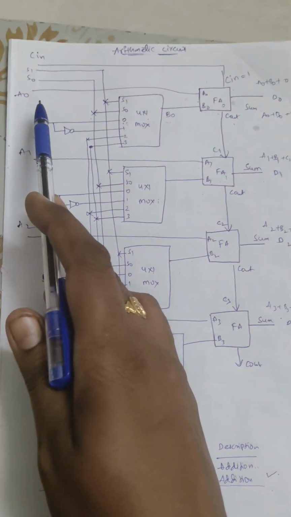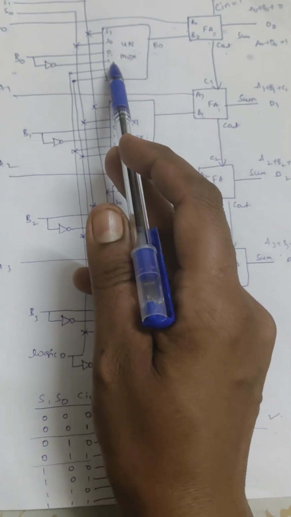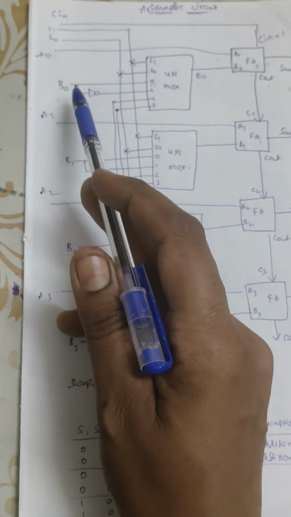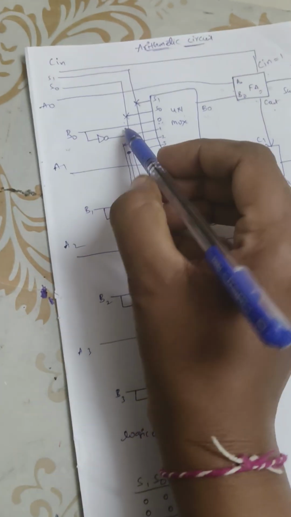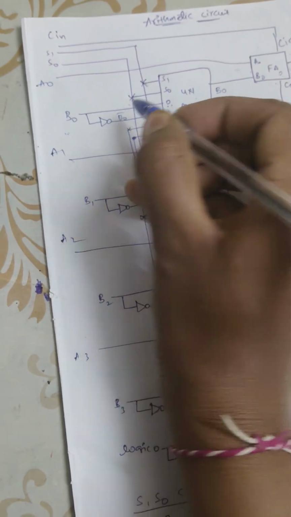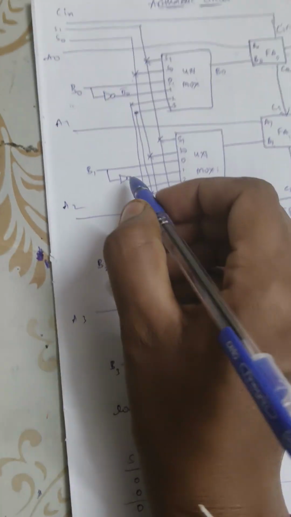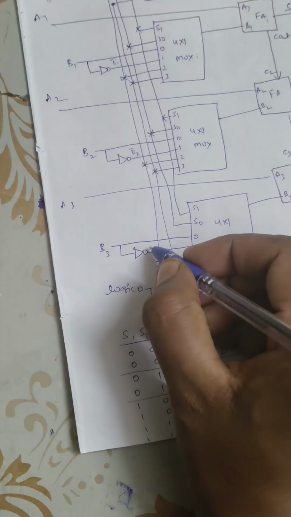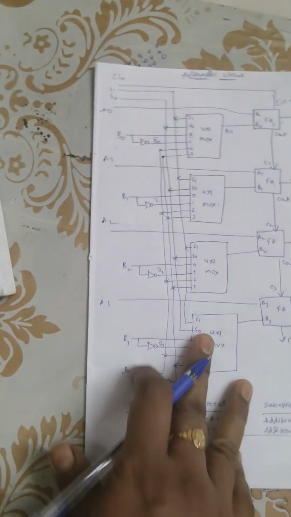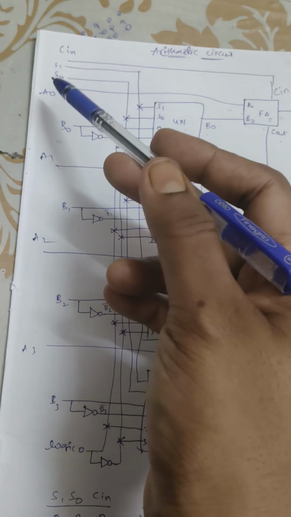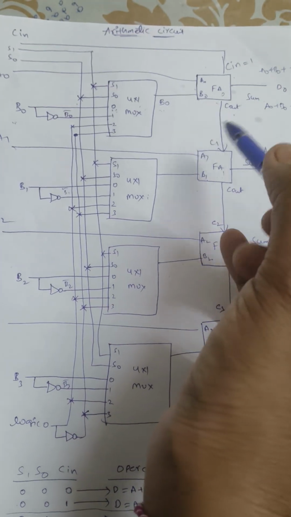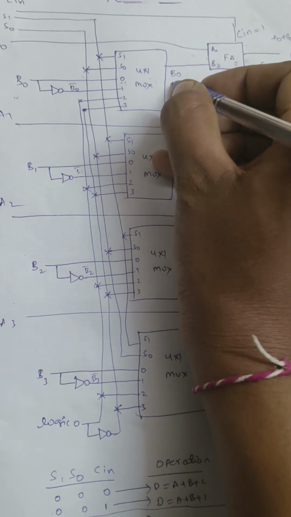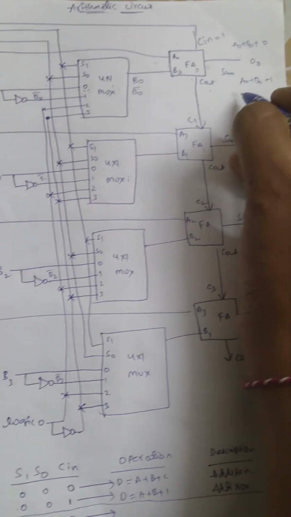So here if the selection lines are 0 1, the first bit is selected. For the first bit, I am going to connect a NOT gate which is connected to the B bit. So therefore what is the bit here? B0 bar. Similarly for the next multiplexers it is B1 bar, B2 bar, B3 bar. So if the selection lines are 0 1 with a carry in 0, we are getting an output as B0 bar.